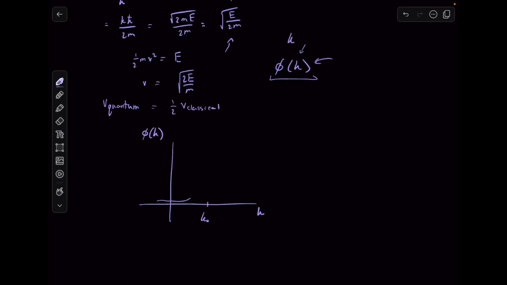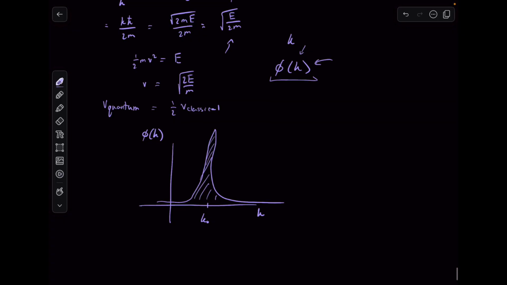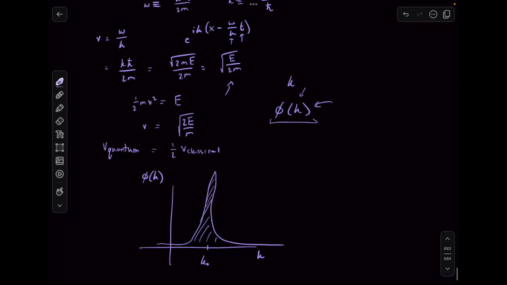So we can imagine a function that looks something like this. And this is nice because this gives us a really nice, well-defined momentum for the particle. If the wave was more diffuse, it would be harder to actually say definitively what its speed is, so we might as well consider this case anyways. And this has the property that outside of k naught, the function pretty much evaluates to 0.